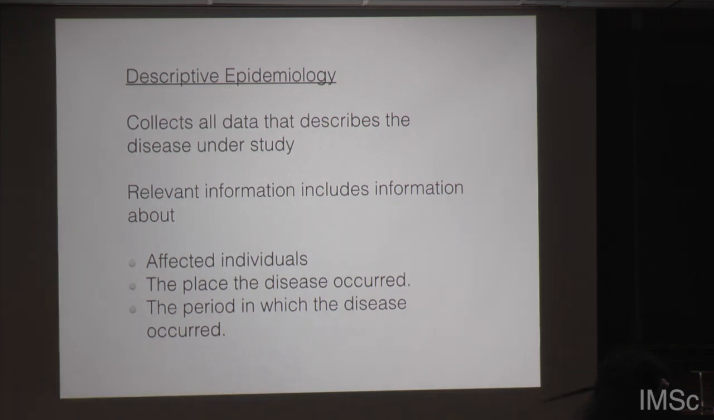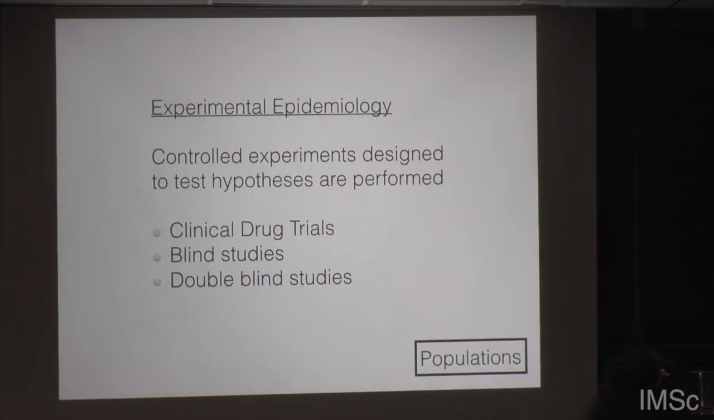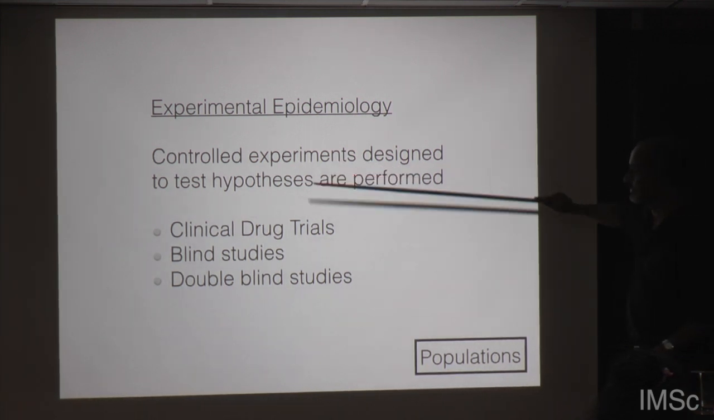So descriptive epidemiology collects data basically that describes the disease under study. It says who is affected, where did the disease happen, over what period did the disease occur. Analytic epidemiology looks at the disease to determine what the probable causes are. And here these studies are usually cross-sectional. All the data is collected at one time. And this provides information about prevalence. I'll define this term, but prevalence means the number of people with that disease at a particular time. All the people. Finally, experimental epidemiology is the design of controlled experiments to test hypotheses.